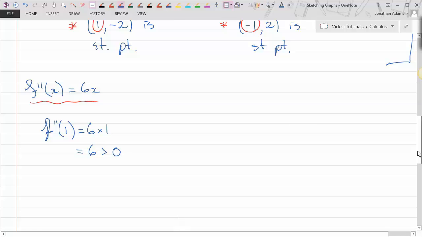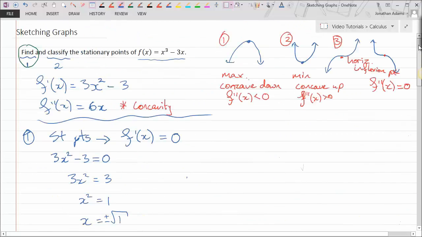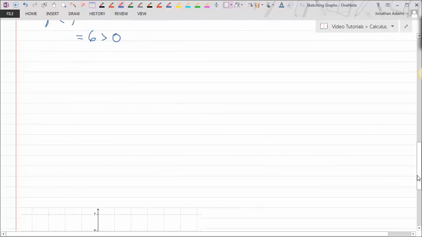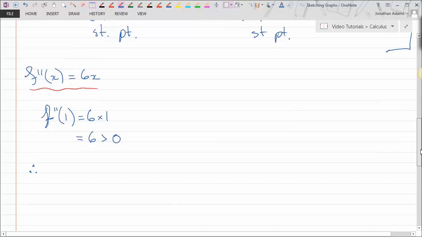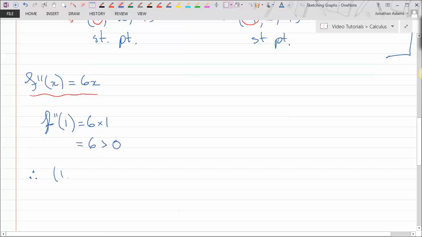So if the second derivative is greater than 0, that means the graph must be concave up. So this point is going to be a minimum. So we're going to put down that therefore this point, 1, negative 2, is a minimum.